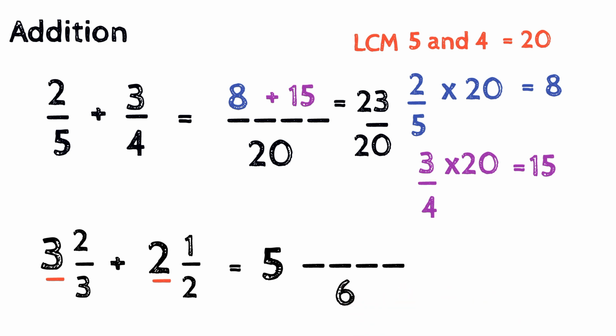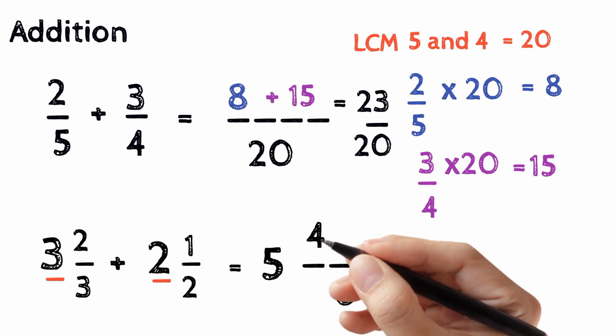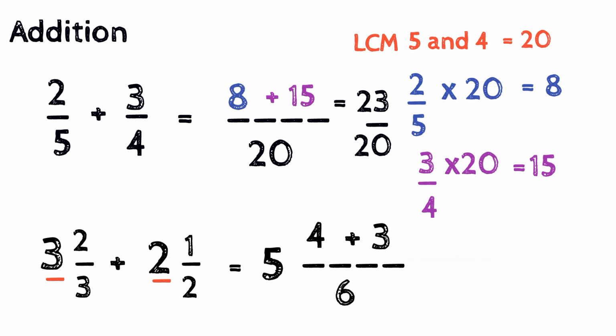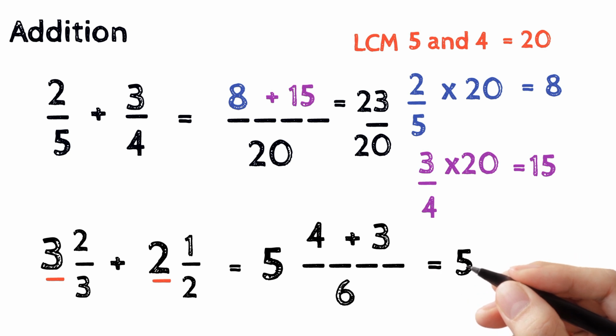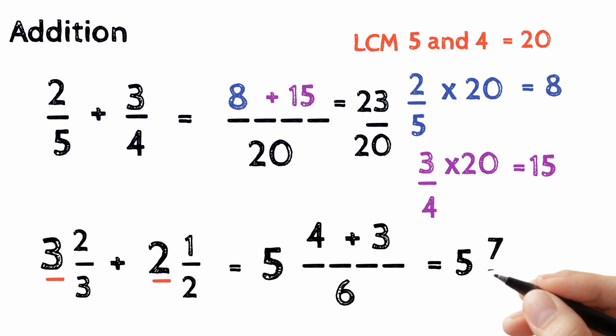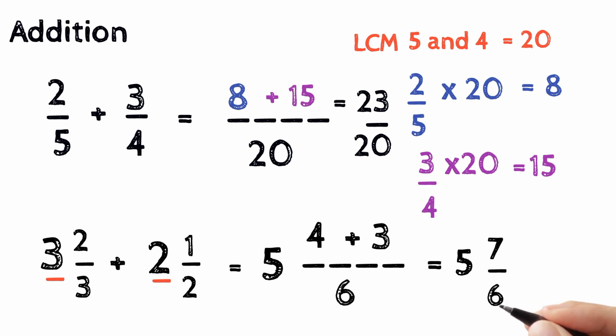The LCM of denominators 3 and 2 is 6. Now 2 over 3 times 6 is 4, then plus 1 over 2 times 6 is 3. This is equal to 5 and 7 over 6. Now since this is improper, to make it proper you have 6, 1 over 6 after dividing. That is the answer.